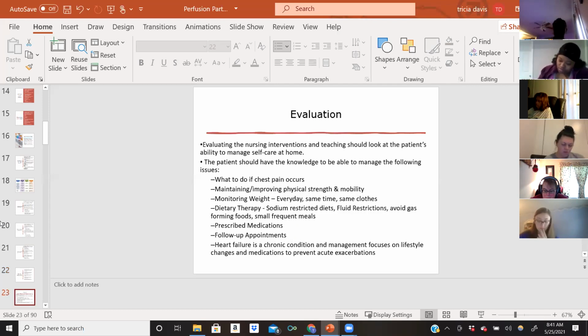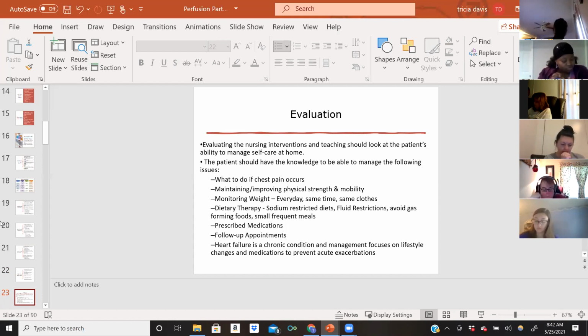All right, so when we are evaluating our patients, when we're evaluating those nursing interventions and our teaching, we have to look at our patient's ability to manage themselves at home. The patient should have a good understanding and a knowledge of the following issues. So they should know what to do when pain occurs. So if they're having pain in their legs, if they're having chest pain, obviously chest pain is a medical emergency, they need to go to the emergency room.